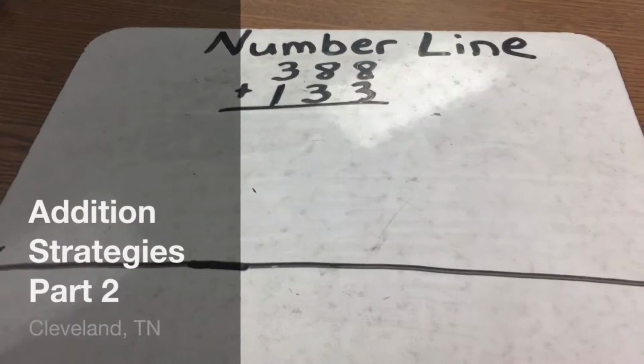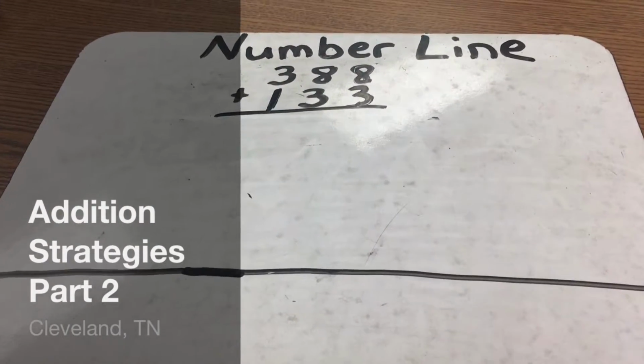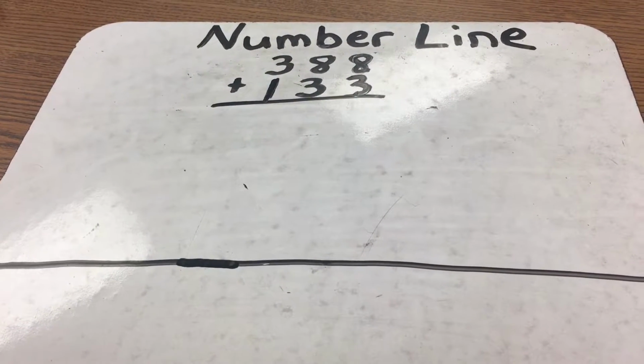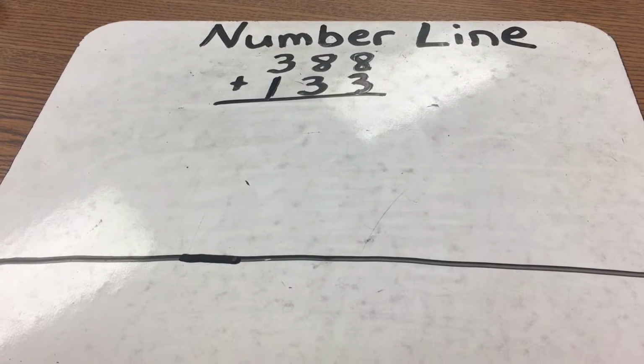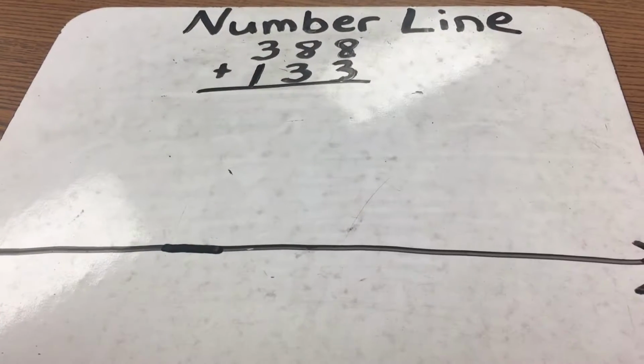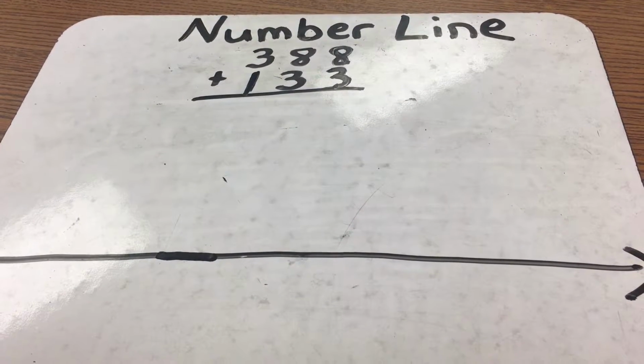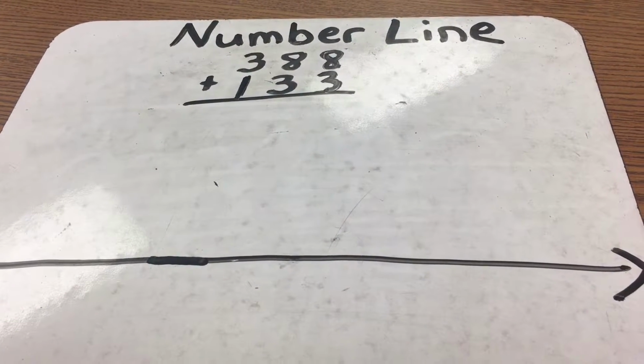The next strategy we're going to look at is the number line. When we use the number line for addition, students are better able to see how the numbers progress down the number line. This is another one of those very visual strategies. For the most part, students either really like the number line or they really don't.